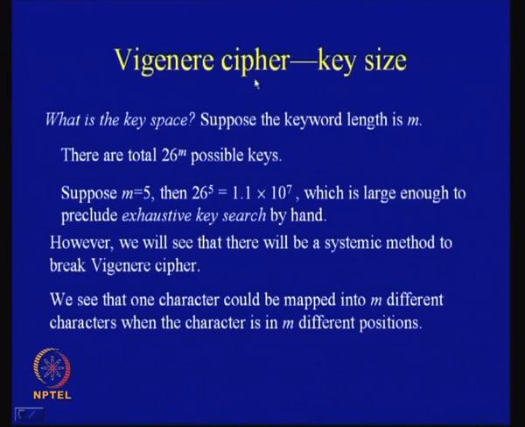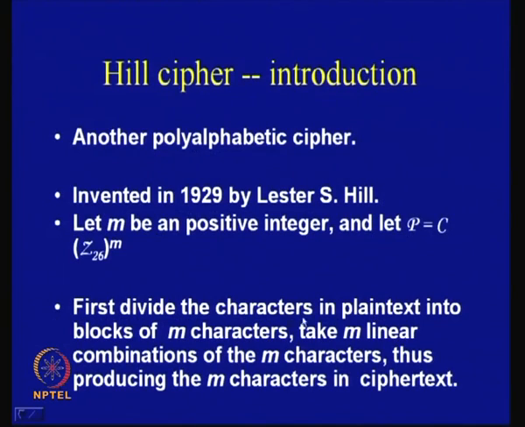We would be interested in finding out what the key space is. Suppose the keyword length is m, then there are 26 to the power of m possible keys, right? Each of them can take 26 values. Suppose m is equal to 5, then 26 to the power of 5 is large enough to preclude any exhaustive key search. Exhaustive key search is not possible. However, we will see that there is still a systematic method to break the Vigenere cipher, and that we will discuss in the next day's class. But we see here that one character could be mapped into m different characters when the character is in m different positions. So there are m possible mappings of a particular character, where m is the length of the key, the size of the key.